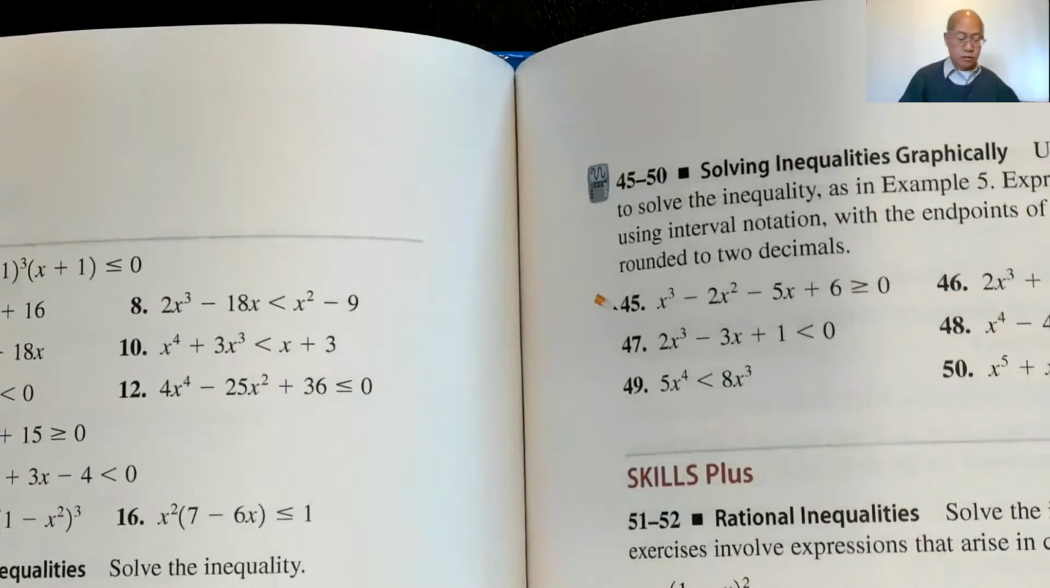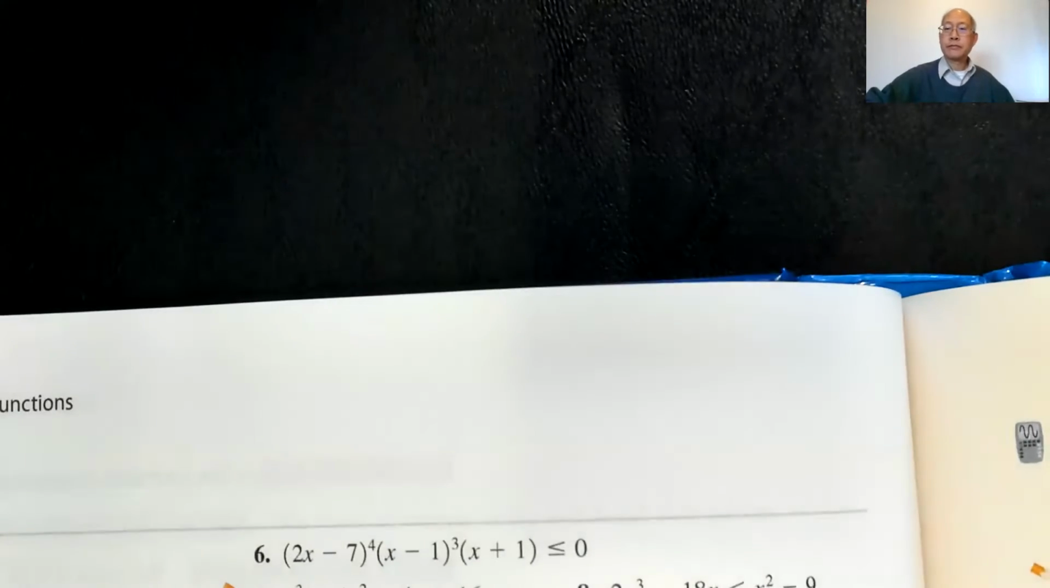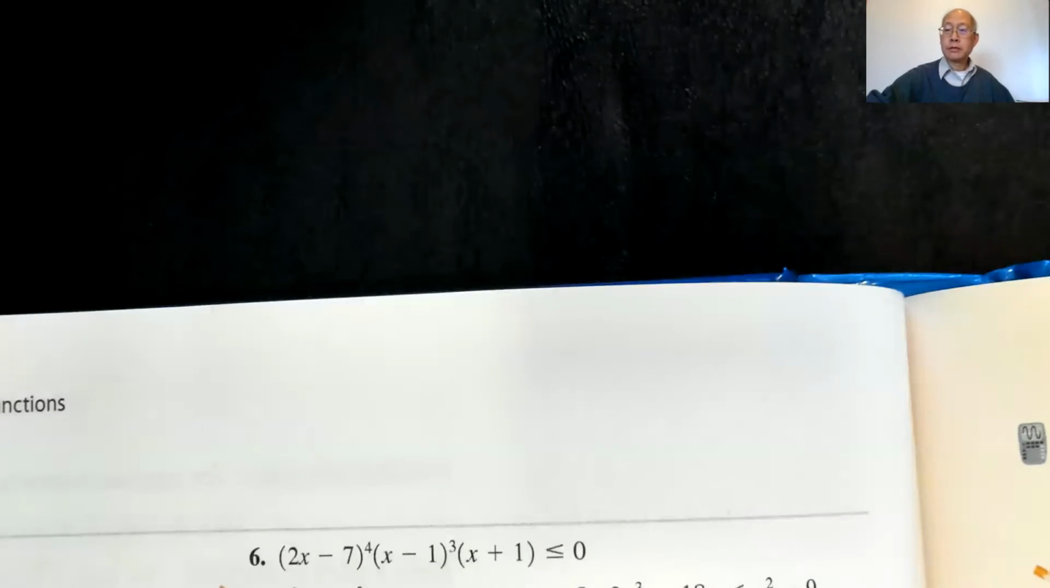This is section 3.7, solving inequalities. So let me share with you the screen. Okay, so we have to do 3 through 35. Skip 21. So we're on page 352, it looks like. More setup over here.